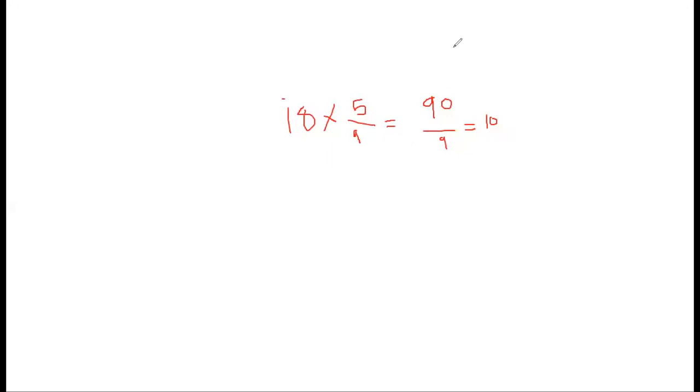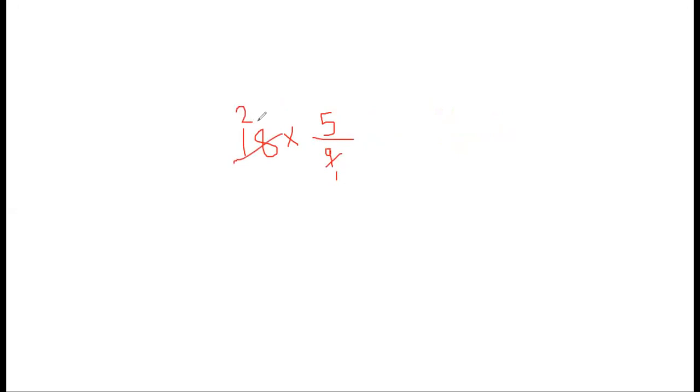I'll give you another easier trick. When you see fractions like this, you can cancel something. The way you did it is also correct. Multiply 18 times 5, which is equal to 90. Thank you very much.